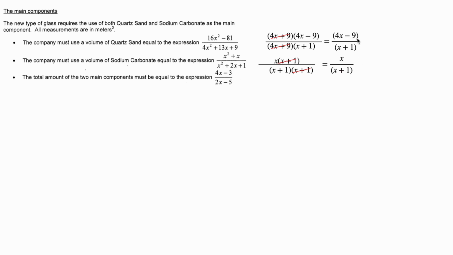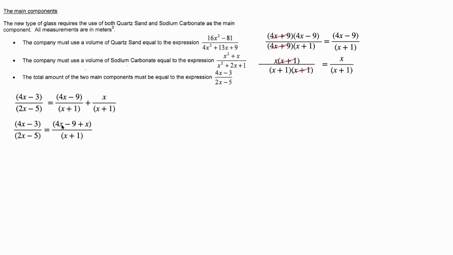These two are going to add up to give this. I'm going to write that. 4x minus 3 over 2x minus 5 is equal to the sum of these two: 4x minus 9 over x plus 1 plus x over x plus 1. I have a common denominator. I'm going to add the tops, keep the bottom. The 4x adds to the x, giving us 5x minus 9 over x plus 1.